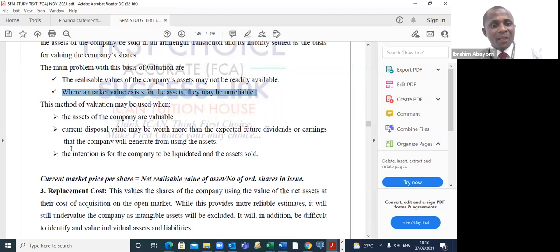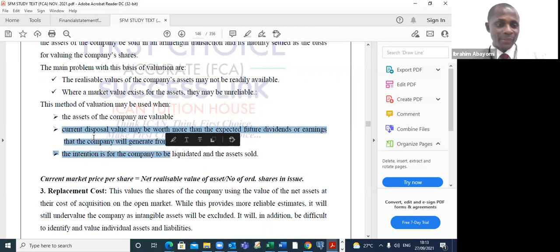And the intention for the company is to be liquidated and the assets sold. These are situations where market value is appropriate.